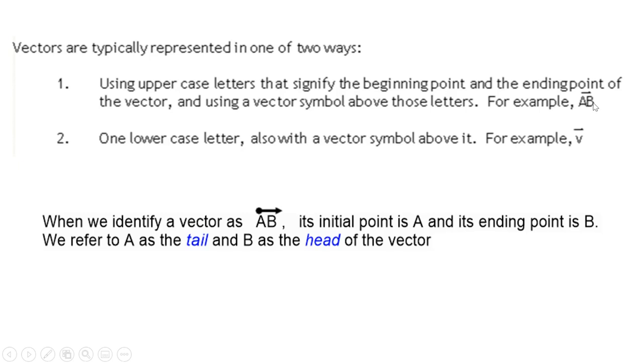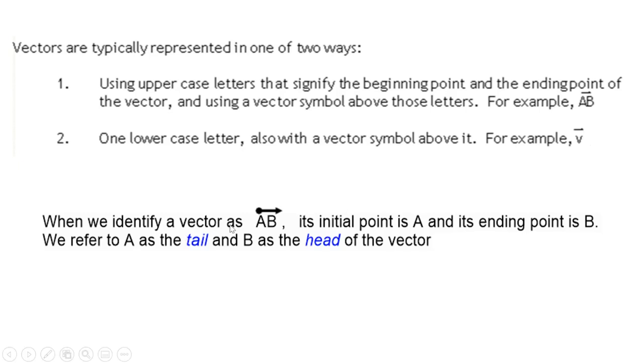The arrow would be pointing the other way. So one lowercase letter can also be used with a vector symbol, an arrow, above it. So I can use a lowercase single letter to represent a vector. And we'll be seeing both of those as we go along. So either uppercase with two letters and the arrow on top, or lowercase with the arrow on top. Both of those could represent vectors, which again represent both direction and magnitude.